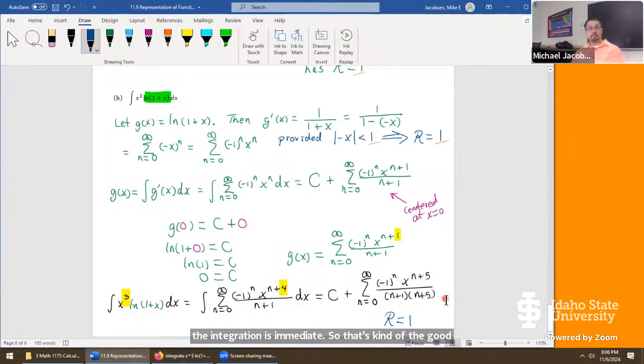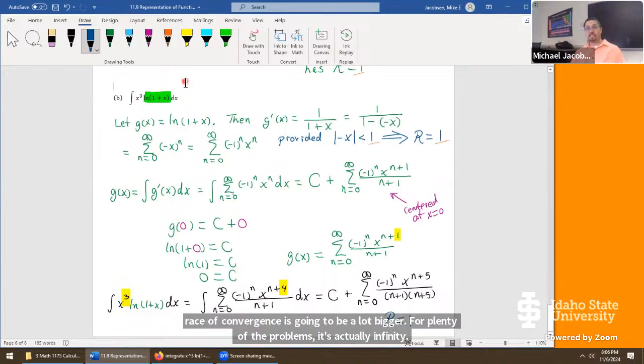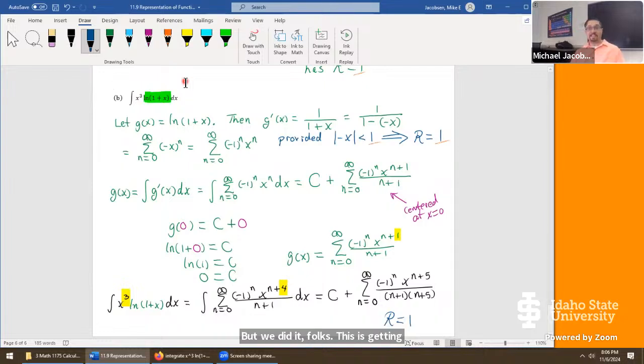When we do this again as Taylor series, Maclaurin series, the radius of convergence is going to be a lot bigger. For plenty of the problems, it's actually infinity. But we did it, folks. This is getting towards the end of chapter 11, finally.